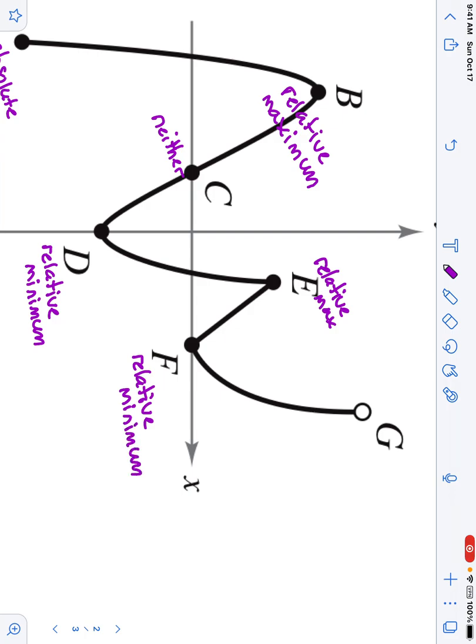And then point G is a little weird. It's not a turning point because we're not changing slope. Nor is this an absolute max or a minimum because the point G actually does not exist on the graph. So that point G does not exist. This is neither a relative extrema nor an absolute extrema because the point does not exist.